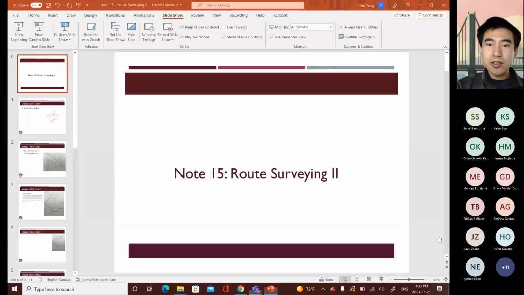So in the lecture today, we will focus on the rest of the horizontal curve, but we'll focus on laying out the curve with all the definitions we specified in the previous lecture.